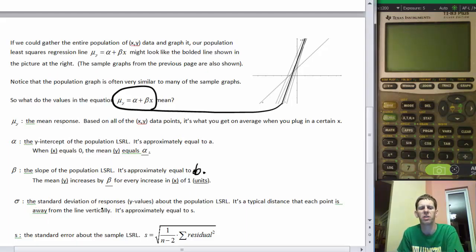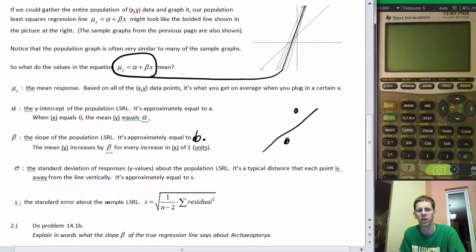Sigma stands for the standard deviation of responses, or y values, about the population least squares regression line. It's a typical distance that each point is away from the line vertically. It's approximately equal to s. So you can think of the standard deviation as being how far a point commonly is from the line in the vertical direction. If you're measuring straight up and down, what's a typical distance that these points are from the line vertically?